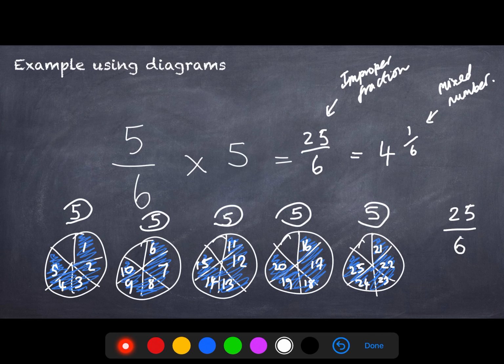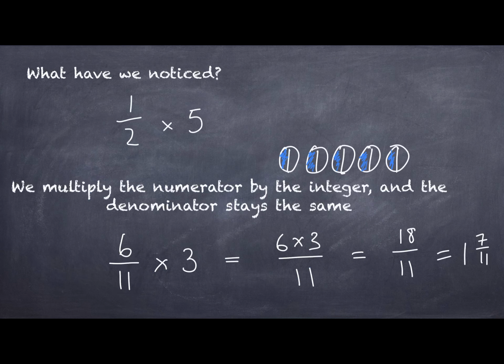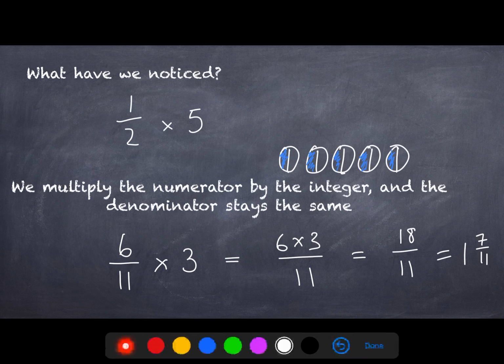Now, what have I noticed? So I've got one more example up here. 1/2 times 5. So what I've got is I've got my 5 pizzas here, and I've split them into half and shaded 1/2 of each. So I've therefore got 5 halves of pizza. Okay, so it's going to be 5/2. And then if I turn that, remember this is an improper fraction.